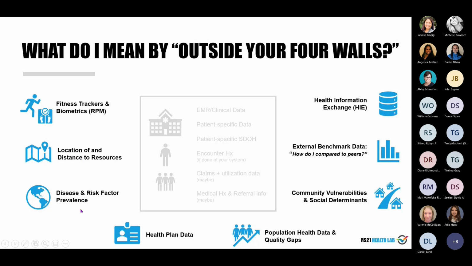Moving down the list, we have disease and risk factor prevalence. Depending on whether you're from a public health background or not, I look at this as prevalence and incidence across your region. If we're just looking at data within our four walls, we know the disease case mix or chronic condition numbers based on the patients that we treat. We know those values in the region.